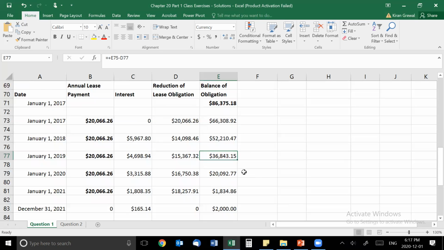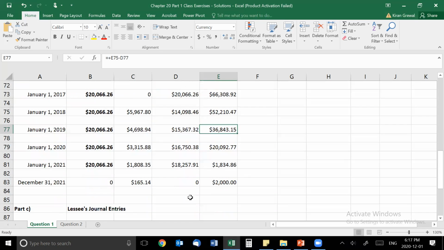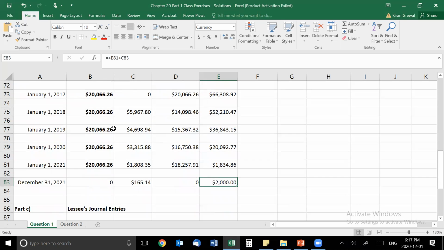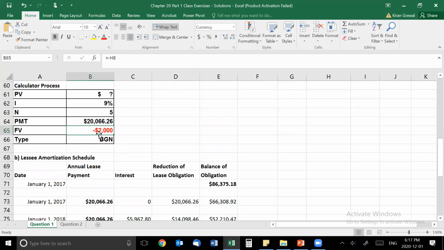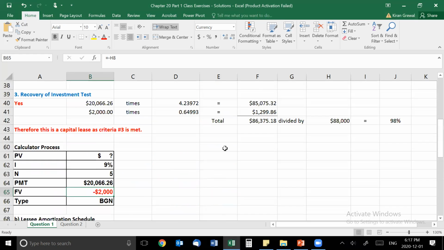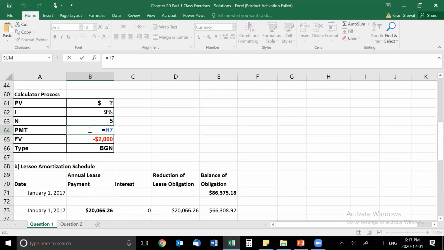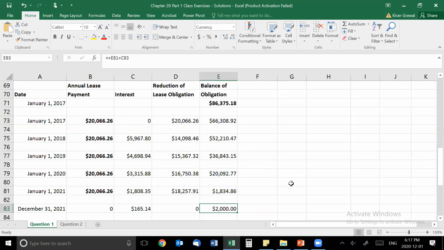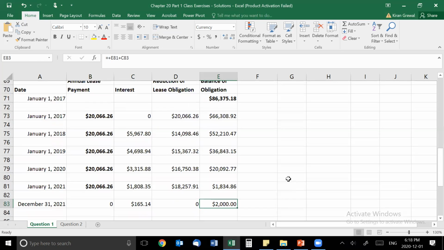Okay, so go through all that, and you'll notice at the end of the lease term, so the lease is for 5 years, so it's going to end at the end of 2021. You are going to have your balance of your obligation is going to be whatever your future value is. So the $2,000, which is our $2,000 here. Okay, so that's our future value. So that should be what's left over in your amortization table once you've done all the entries. All right, so that's your amortization table.